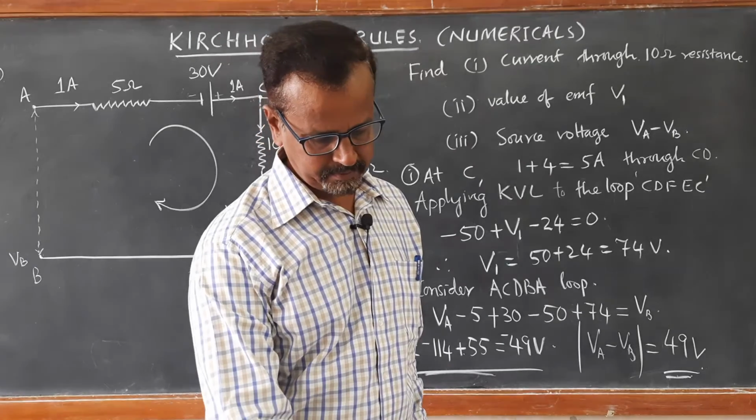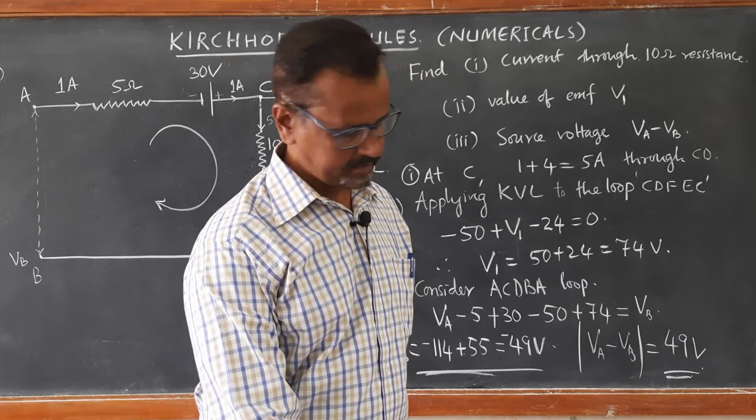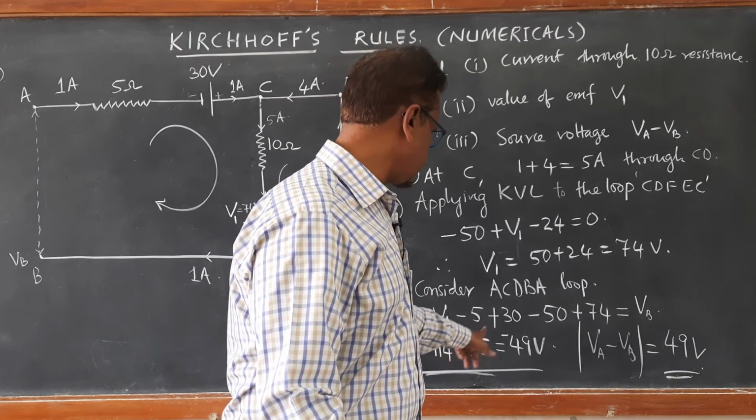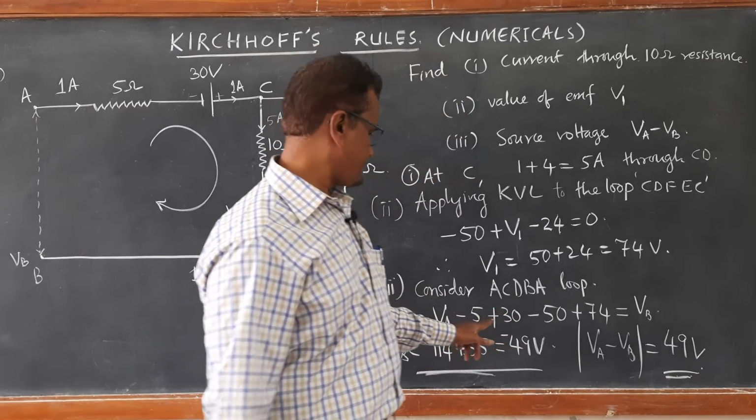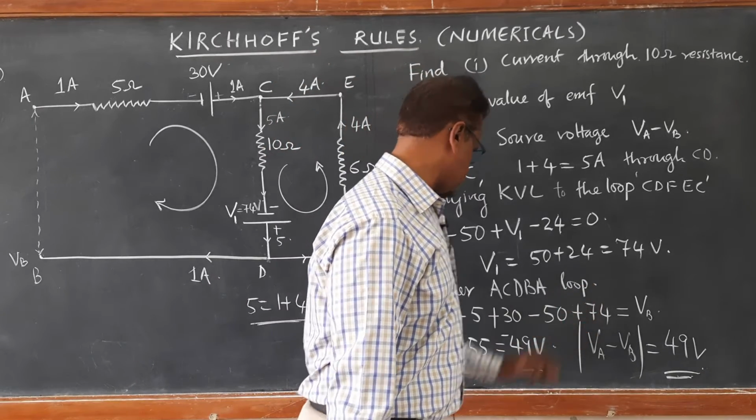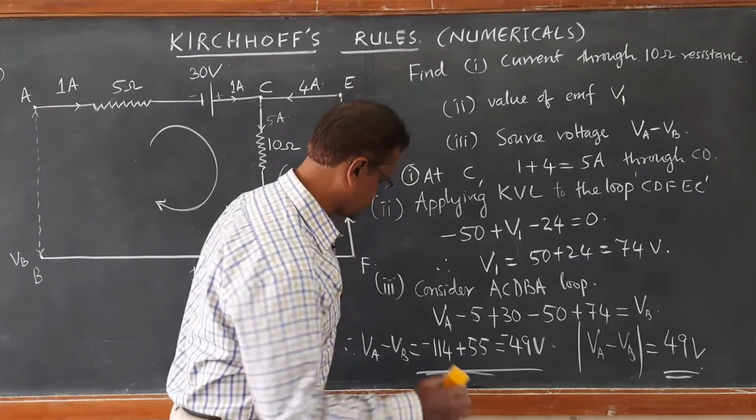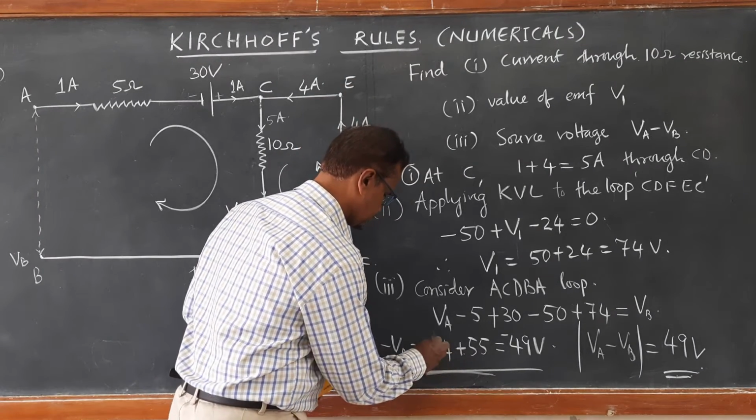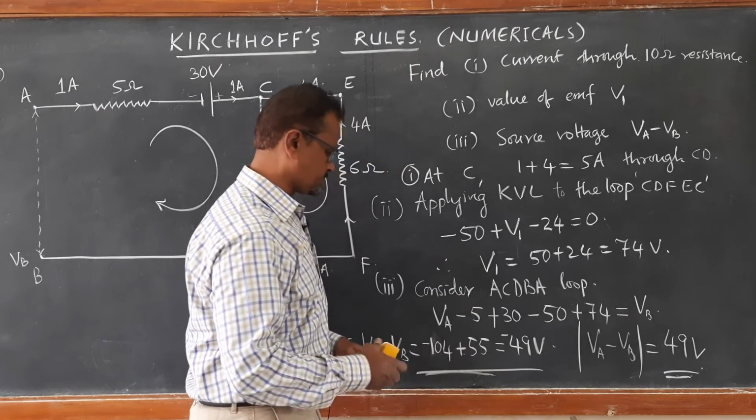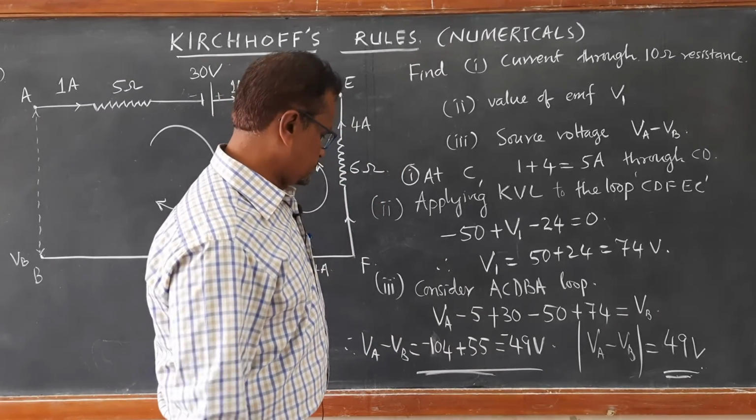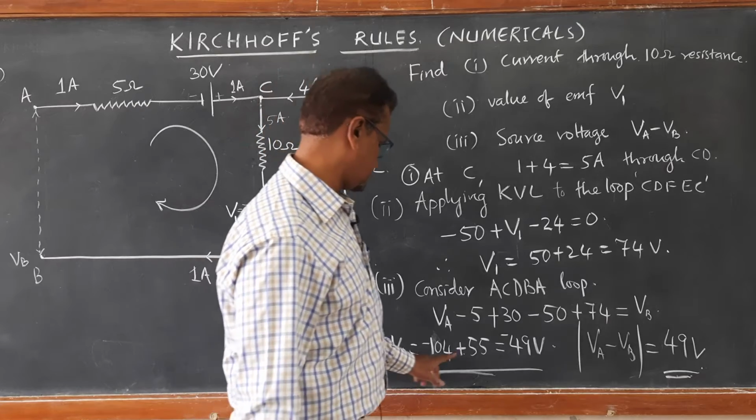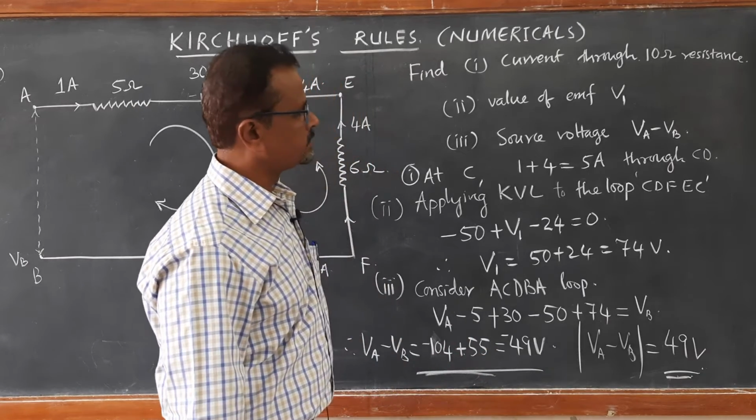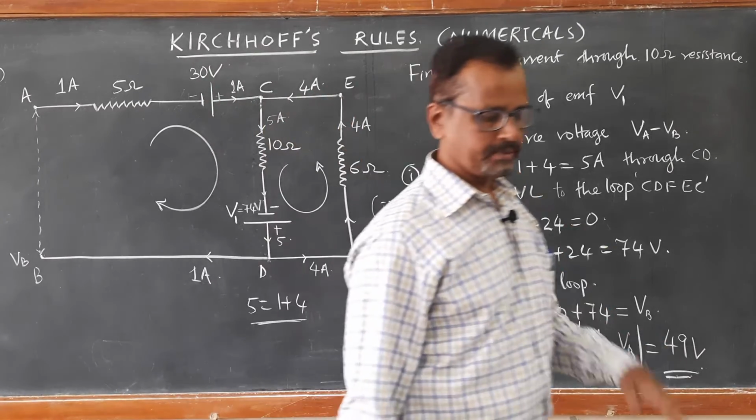Minus 55 plus 104. It is not 114, it is 104. Yes, 104. Yes, 49. Let me solve one more simple problem.